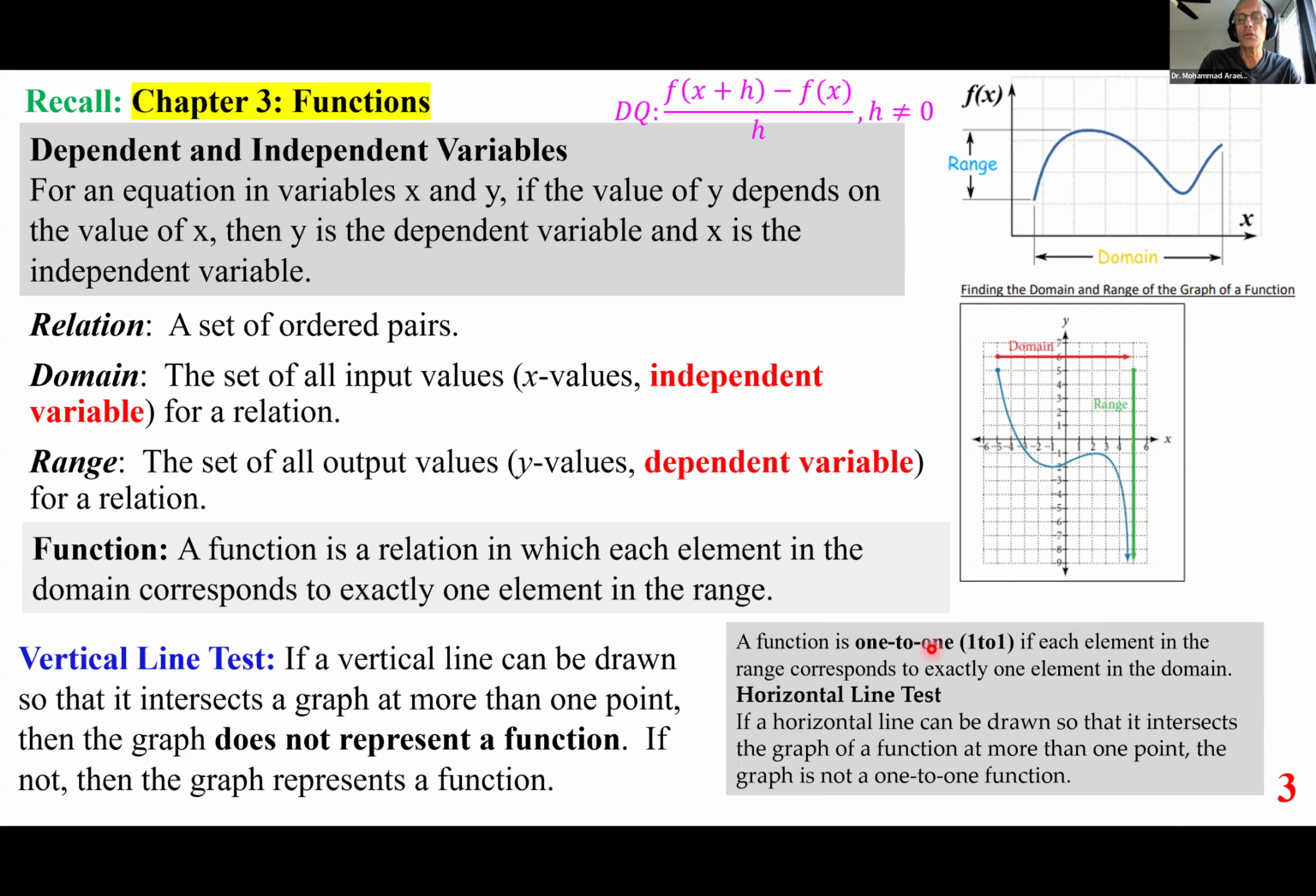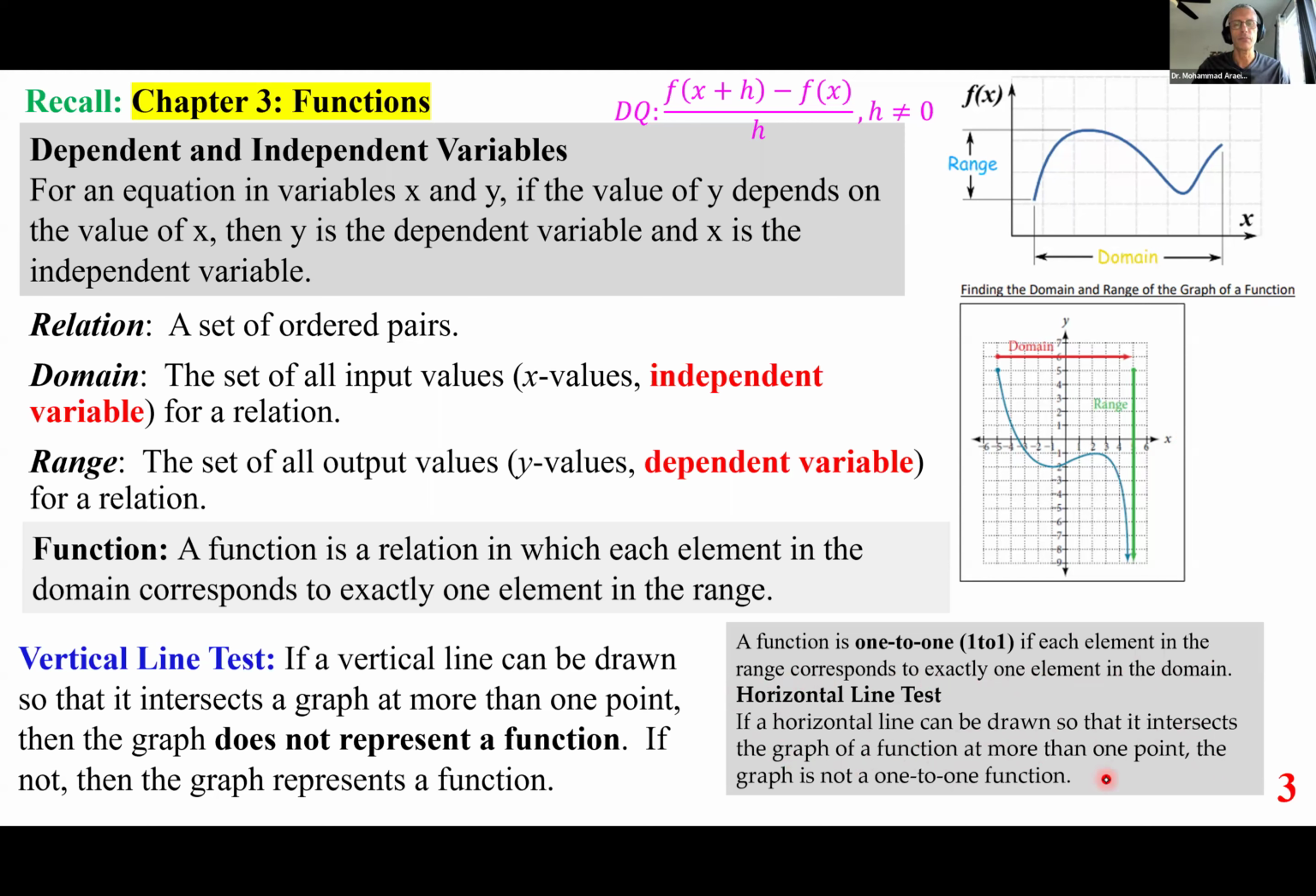A function is one-to-one if each element in the range corresponds to exactly one element in the domain. So we use horizontal line test for that. If a horizontal line can be drawn, horizontal line like so, that it intersects the graph of a function at more than one point, the graph is not a one-to-one function.